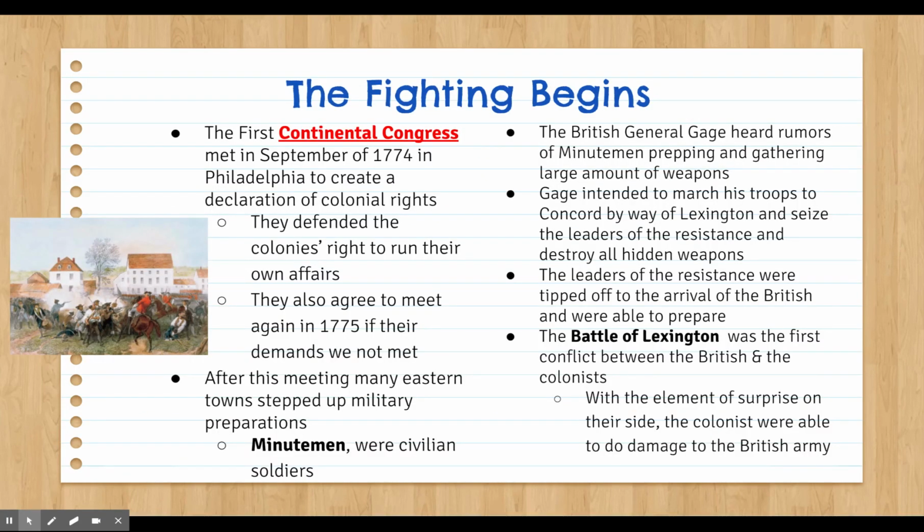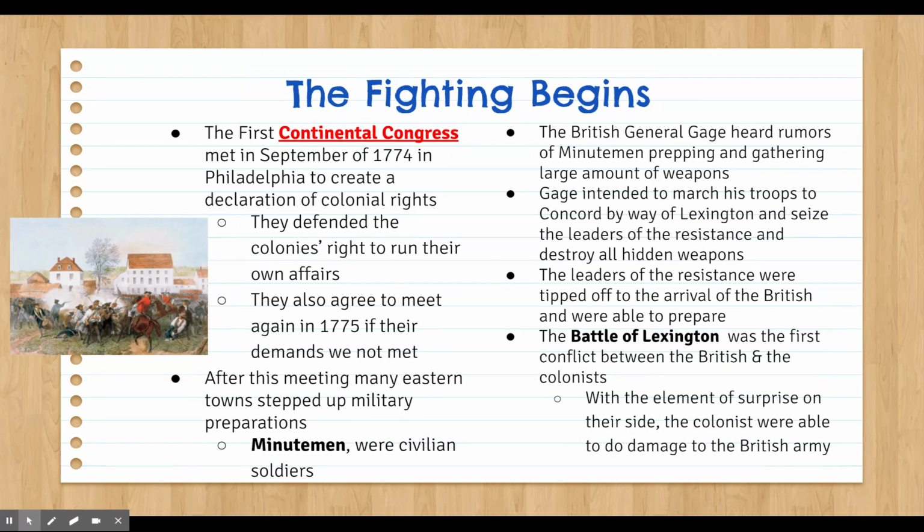The fighting begins. The First Continental Congress met in September of 1774 in Philadelphia to create a Declaration of Colonial Rights. The Continental Congress asked for representatives from every colony, and so they all met in Philadelphia to discuss these issues. They defended the colony's right to run their own affairs. They also agreed to meet again in 1775 if their demands were not met. After this meeting, many eastern towns began to step up military preparations just in case things escalate even further.